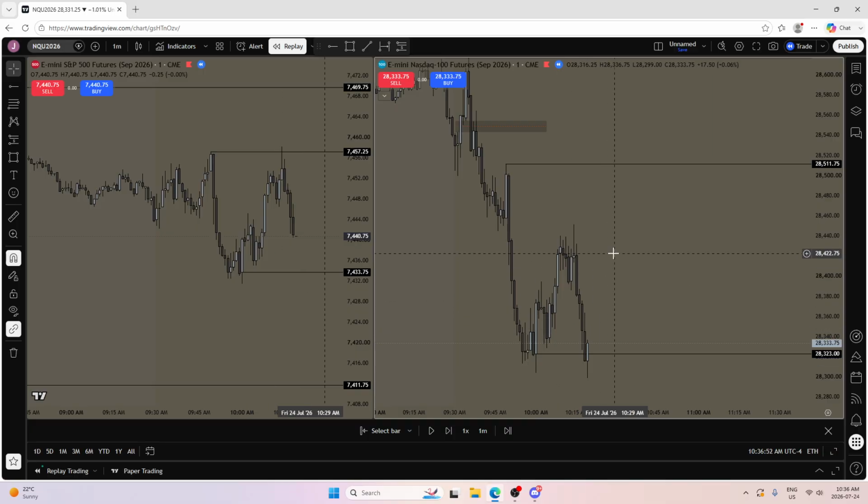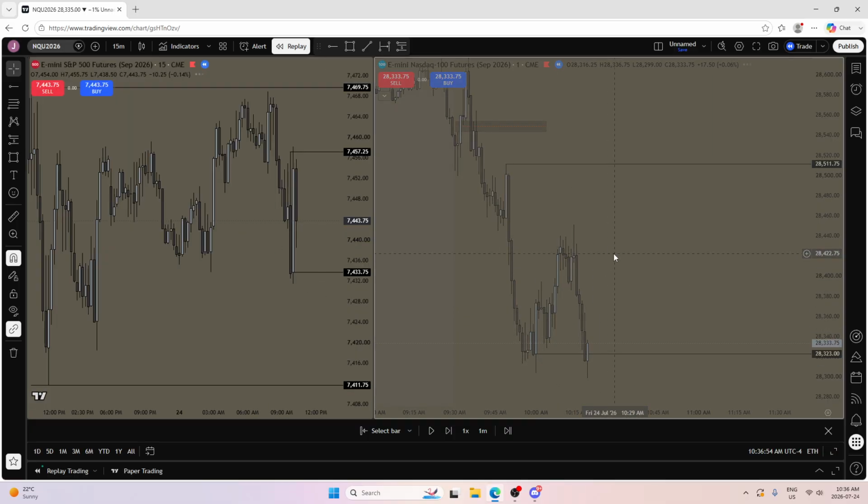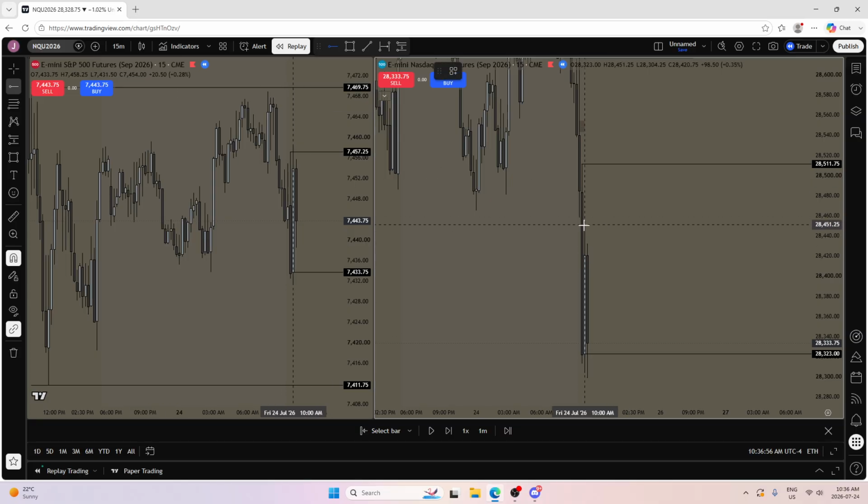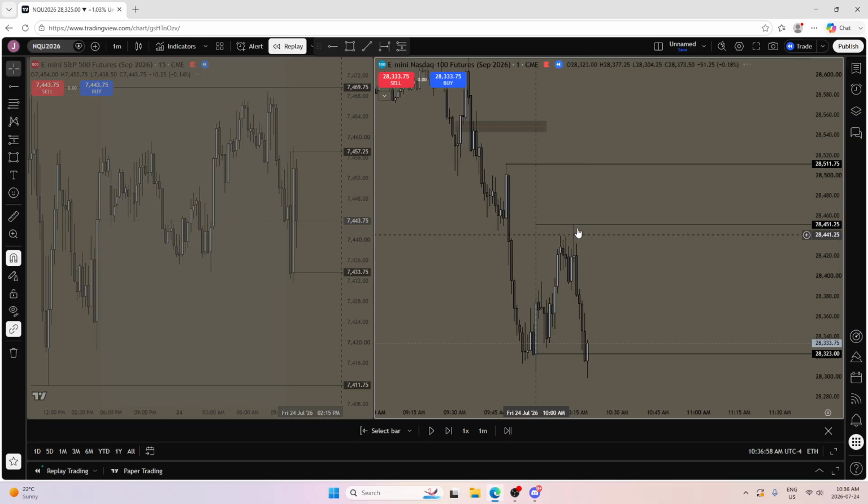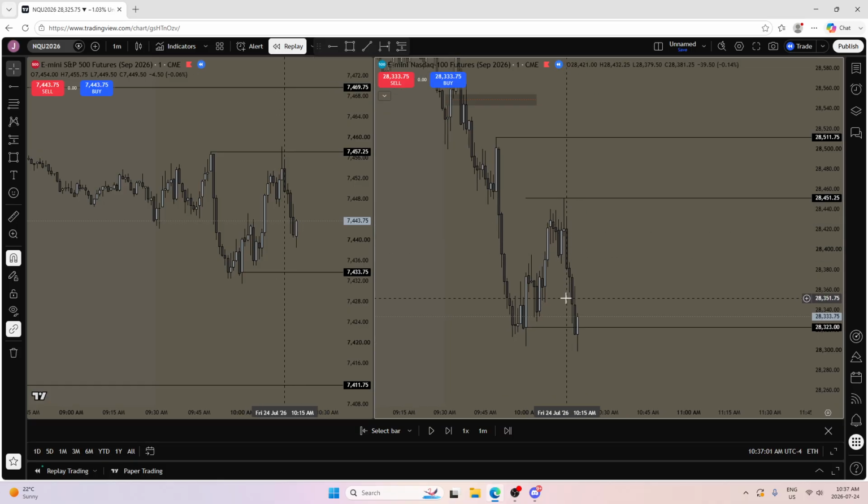What happens, very unfortunate. You can see we just end up forming this 15-minute gap right here at 10:15, and we just end up not coming to tap it at all. We leave it, and then we continue down.